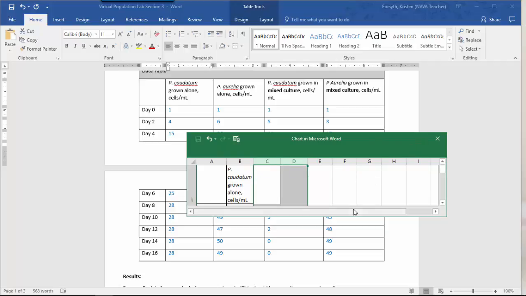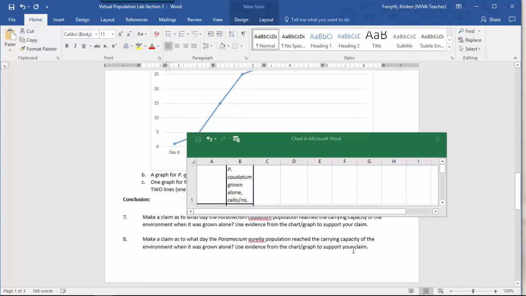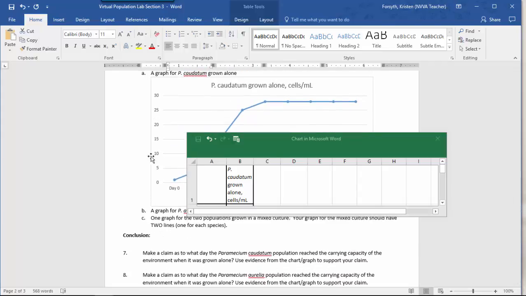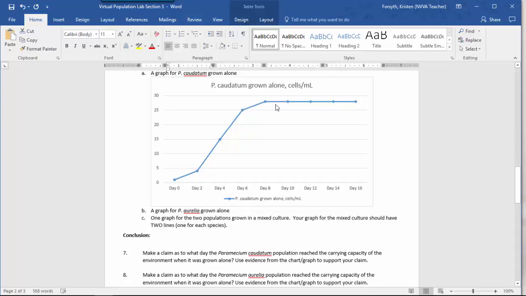And when you do that, you can look on your document to make sure your graph is properly made. Oh yeah, you can see over those days, it grew and grew and grew, and then all of a sudden it stopped growing. The spot on the graph right here is called your carrying capacity. So you can visually see very quickly that P. caudatum reached its carrying capacity at day 8, okay?